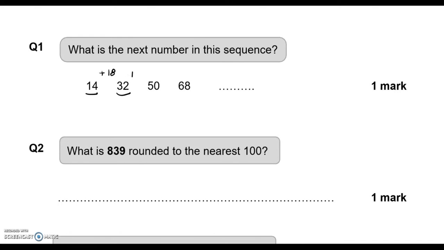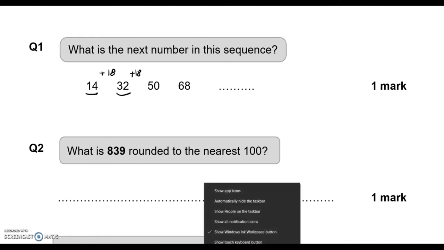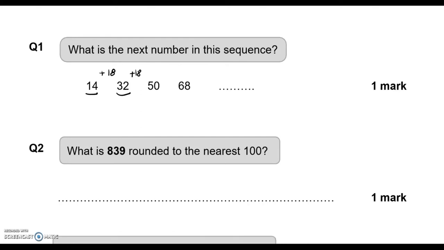Then the same number is added to 32 to get 50. And again, add 18 to 50 should give us 68. So we need to add 18 to 68 to get the next number. And that is 86. In the second question, we've got what is 839 rounded to the nearest hundred?